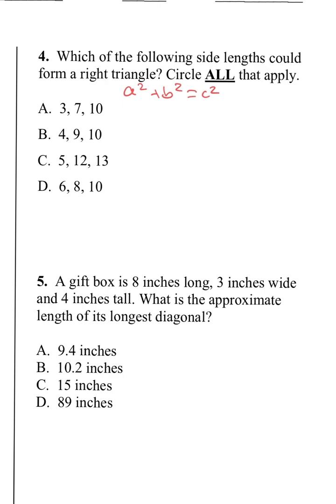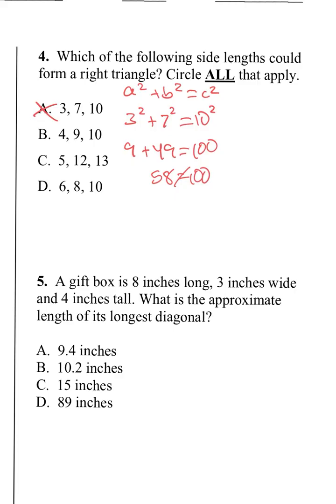Let's plug in for A. We've got 3 squared plus 7 squared equals 10 squared. 3 squared is 9, 3 times 3, plus 7 squared, which is 7 times 7, that's 49. That's equal to 10 squared, which is 10 times 10, or 100. 9 plus 49 is 58. Again, use a calculator, trust but verify. Does 58 equal 100? No, it does not. So A is not a possible answer.